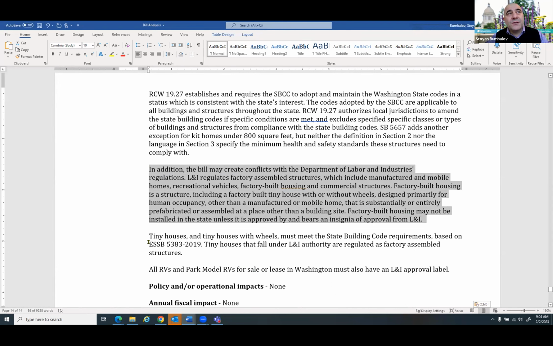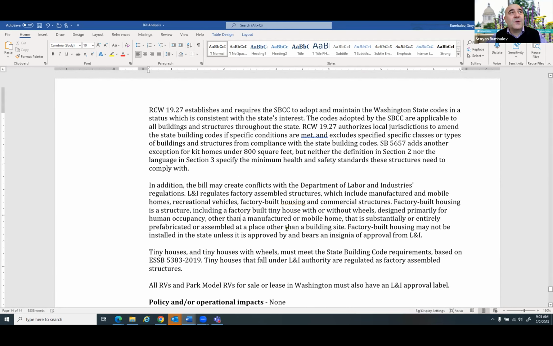The other potential conflict is with the law that was enacted in 2019. So if we are dealing with factory assembled structures, they need the LNI insignia. The cities and counties are responsible for the installation, but LNI is the entity that approves those. This excludes the manufactured homes because they are built under federal HUD standards. But for these tiny homes and factory built housing, and not the entire housing package, but even panels, packages, it all needs the LNI insignia. So this is what I have for this bill.